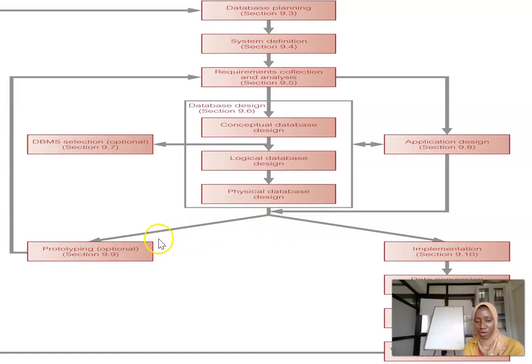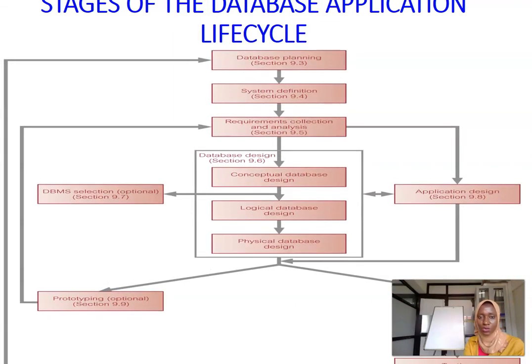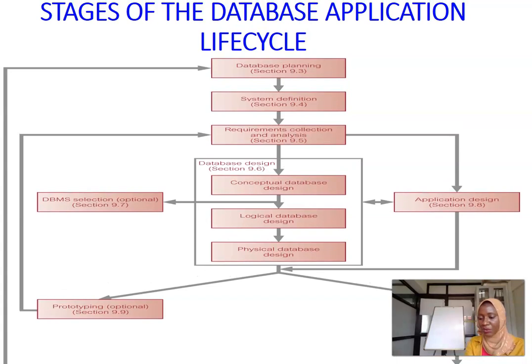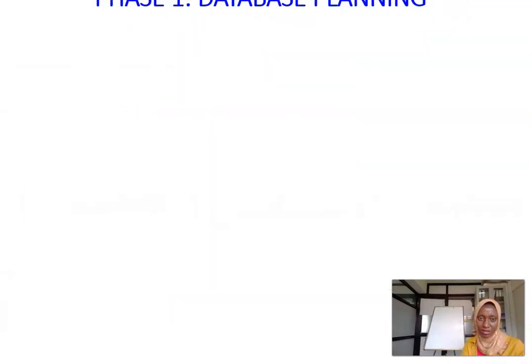And then depending on whether you're going to do prototyping or you're going to proceed with the implementation, you go to data conversion, then you go to testing, and then you finalize with maintenance of the database. So basically those are the stages that we'll have in our database life cycle, and we're going to discuss each and every particular phase in detail.